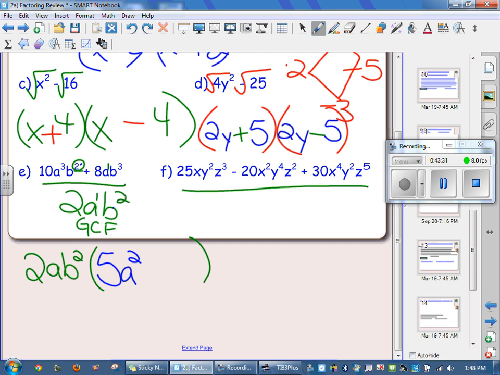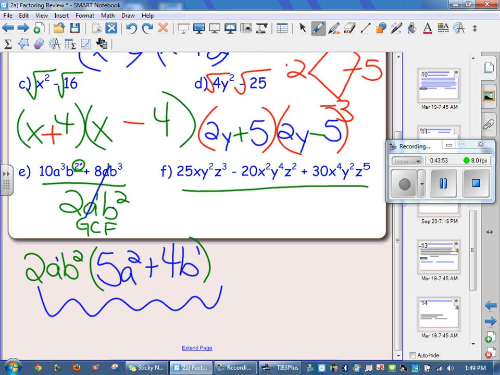Do you have to show those hiding ones? No, but it's not wrong if you do. This would be my final answer. Okay? The only thing you could do next is look inside that bracket and see if the bracket breaks down. The bracket doesn't break down because I can't square root them and I can't take out another GCF. So it's done. Letter F is going to be done the same way.